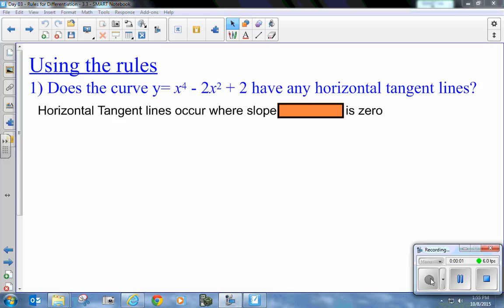Using the rules. All right. Does the curve y equals x to the fourth minus 2x squared plus 2 have any horizontal tangent lines? Well, here's the whole key.